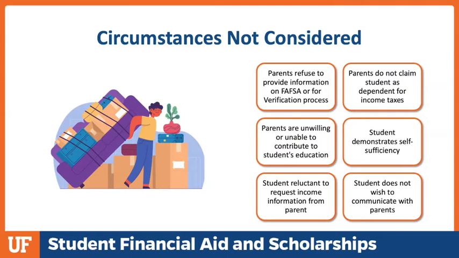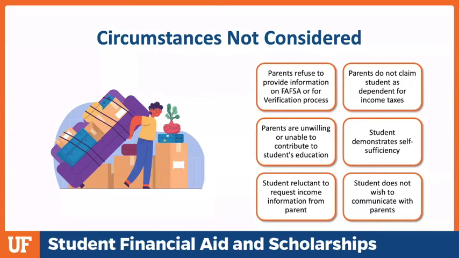The student is reluctant to request information from their parent, or the student does not wish to communicate with their parent. Something to keep in mind with the dependency override petition is that we're looking to see, does the student have a special or unusual circumstance that maybe we can consider them for the dependency override?